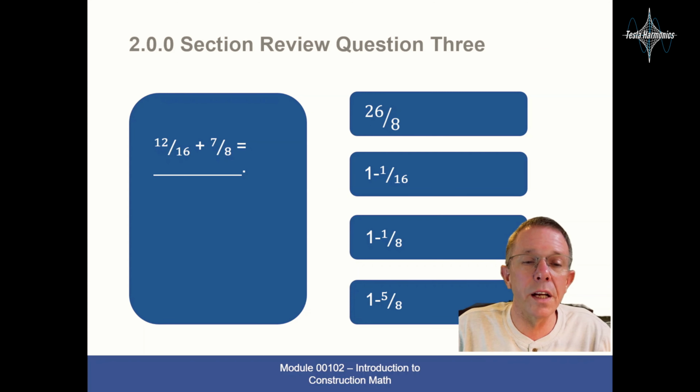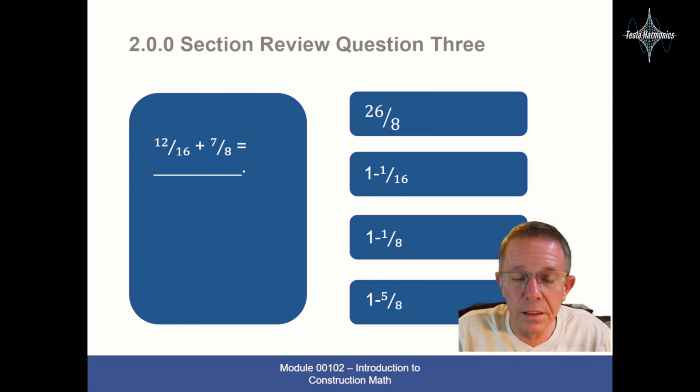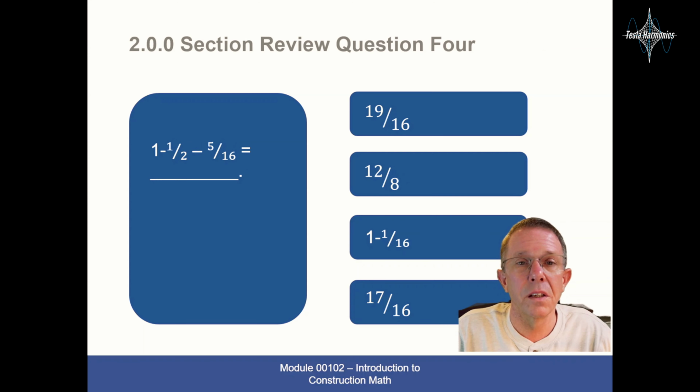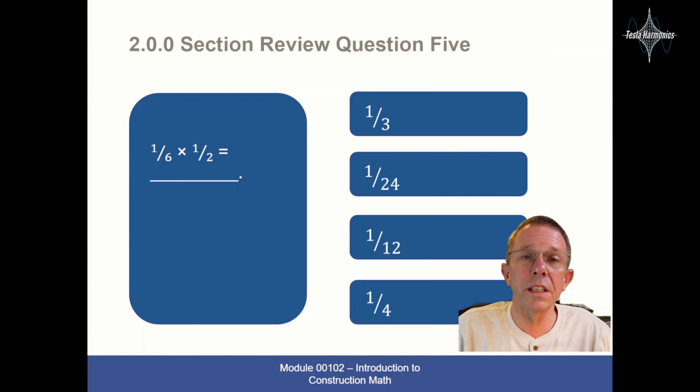12/16 plus 7/8 equals 26/8, 1 1/16, 1 1/8, or 1 5/8? That's going to be 1 5/8. 1 1/2 minus 5/16 is 19/16, 12/8, 1 1/16, or 17/16? That would be 19/16. 1/6 times 1/2 equals 1/3, 1/24, 1/12, or 1/4? That would be 1/12.